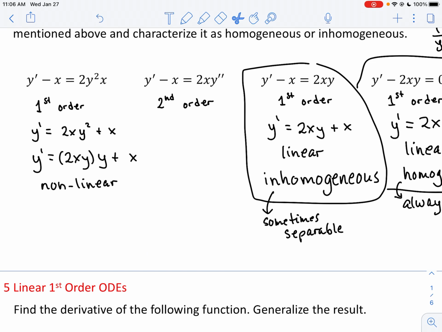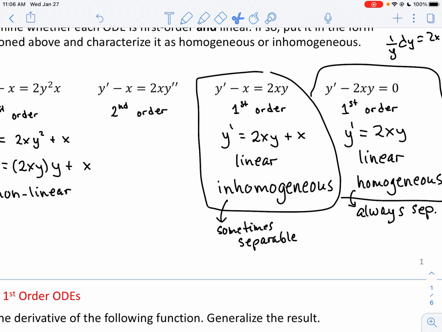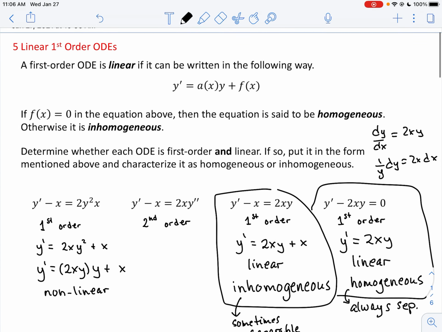But the question will be, what if we have an inhomogeneous linear first order differential equation, like this third case here, but that is not separable? Then we need a tactic for solving such an ODE. So what we're going to learn today in topic 5 is how to solve linear inhomogeneous differential equations that are first order, that are not separable. Because if they are separable, we could go back to topic 4 and solve it.